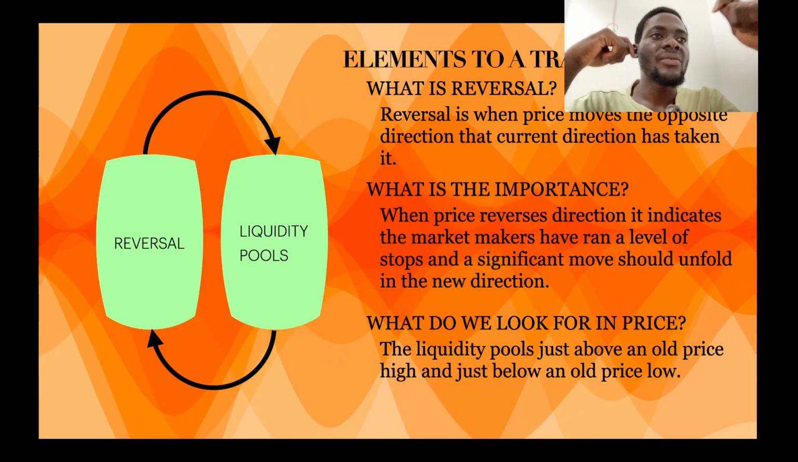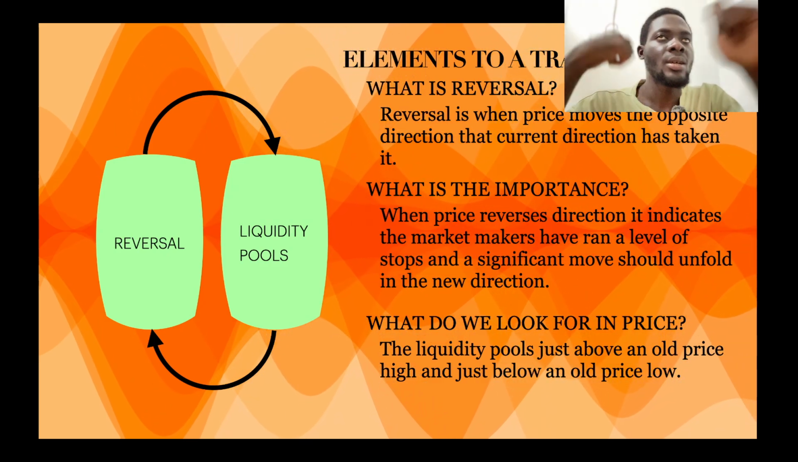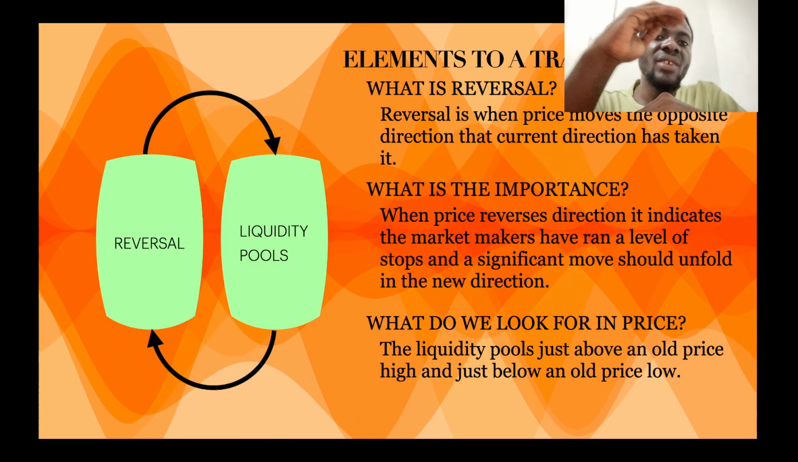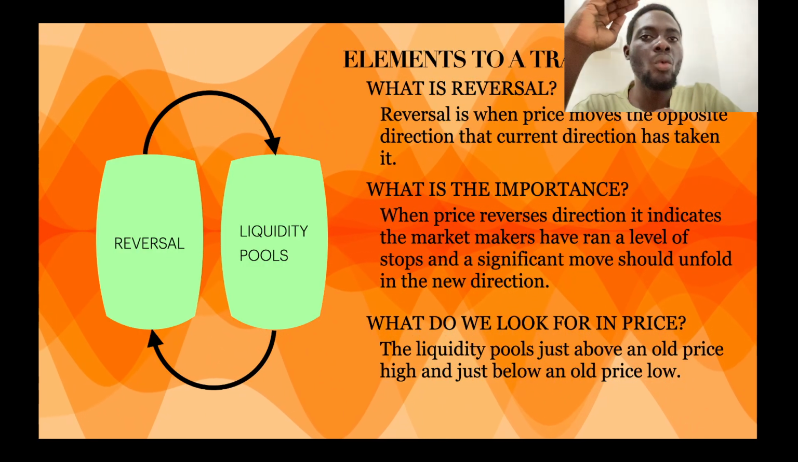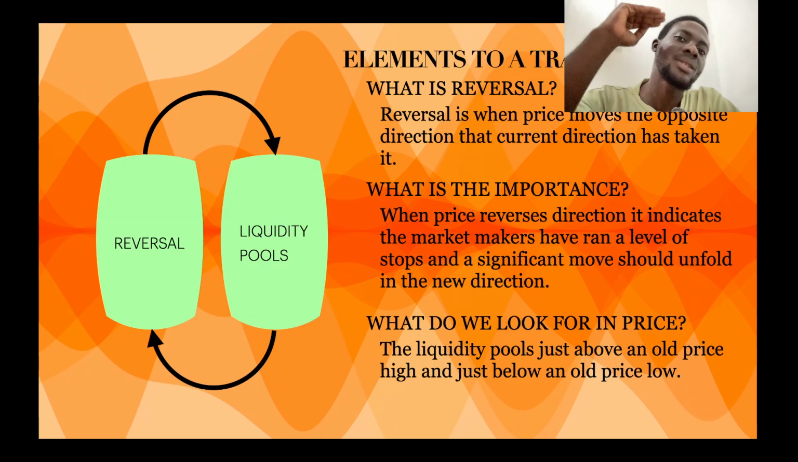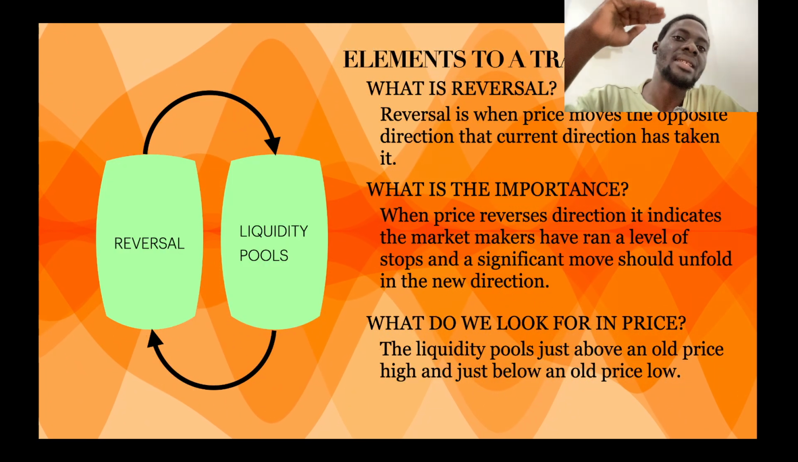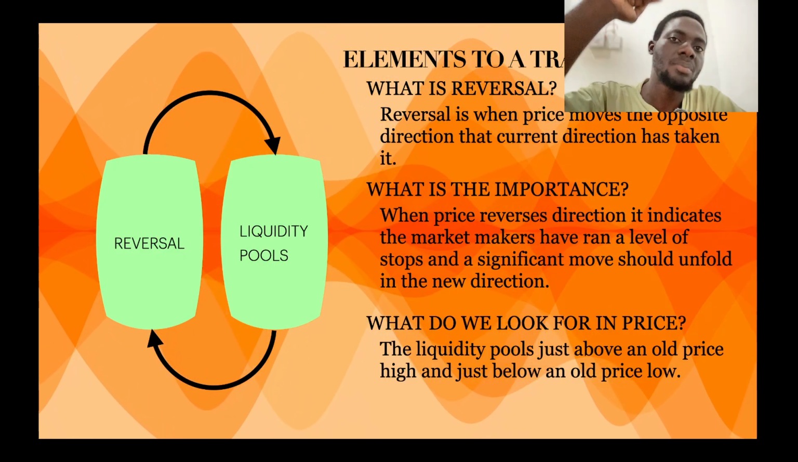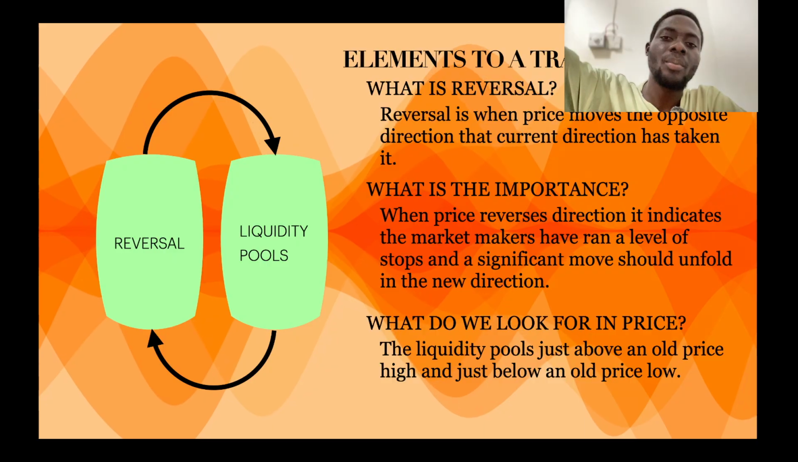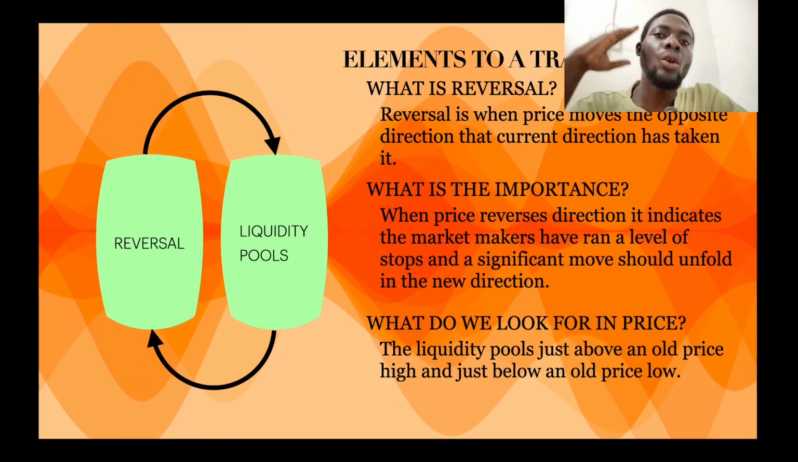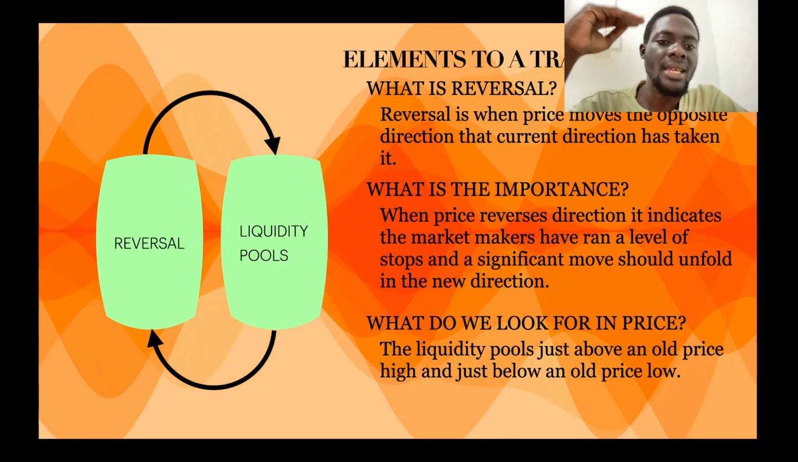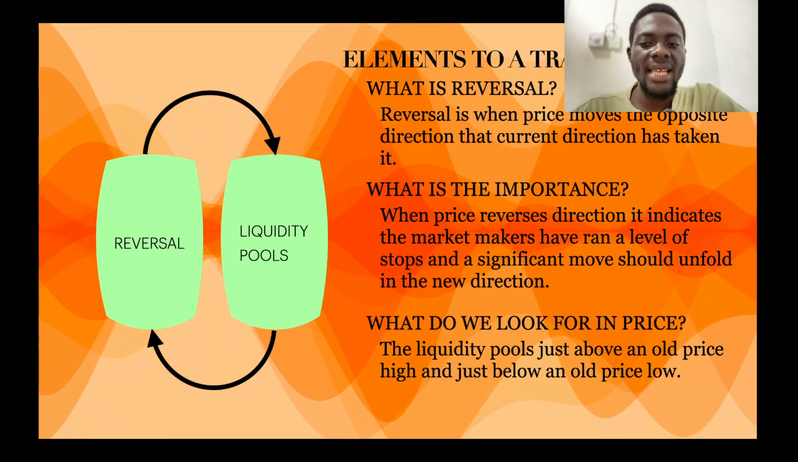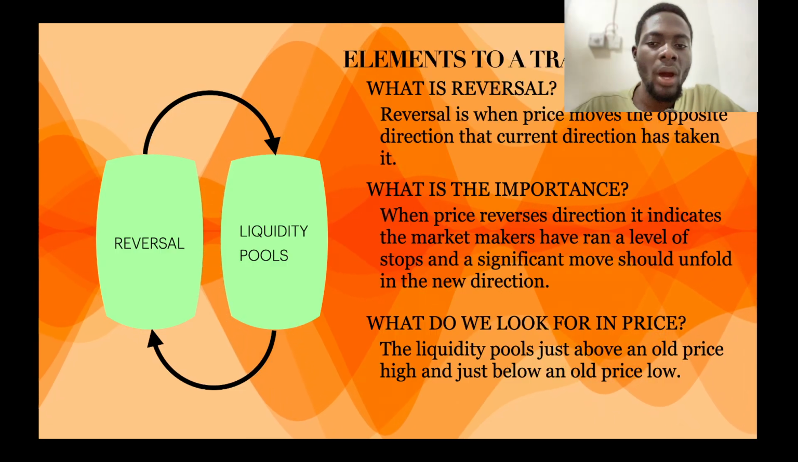Again, the market is filled with buy stops and sell stops, buy orders and sell orders, buy side liquidity and sell side liquidity. We believe the liquidity is resting above old highs and below old lows. We consider them as stops because when you take your trade, you place your stop at a high point of the market. So they run that level of stops and then reverse direction. What do we look for in price? We look for the liquidity pools just above an old price high and just below an old price low.